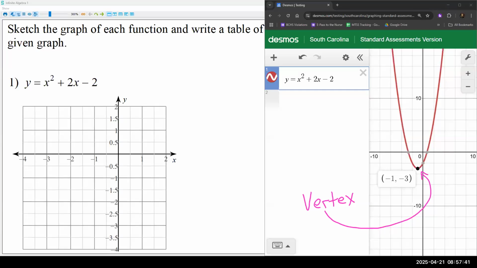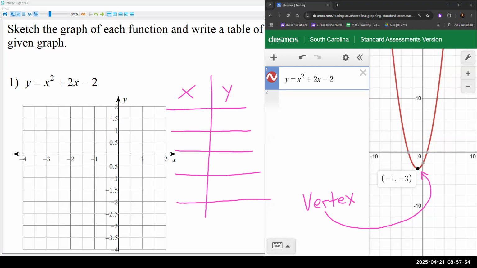That's our first point we're going to use. I'm going to make my chart, X, Y. It said I needed 5 values. So I'm going to make a little line. First, 2, 3, 4, and then 5. That vertex is going to go in the middle. Always put the vertex in the middle.